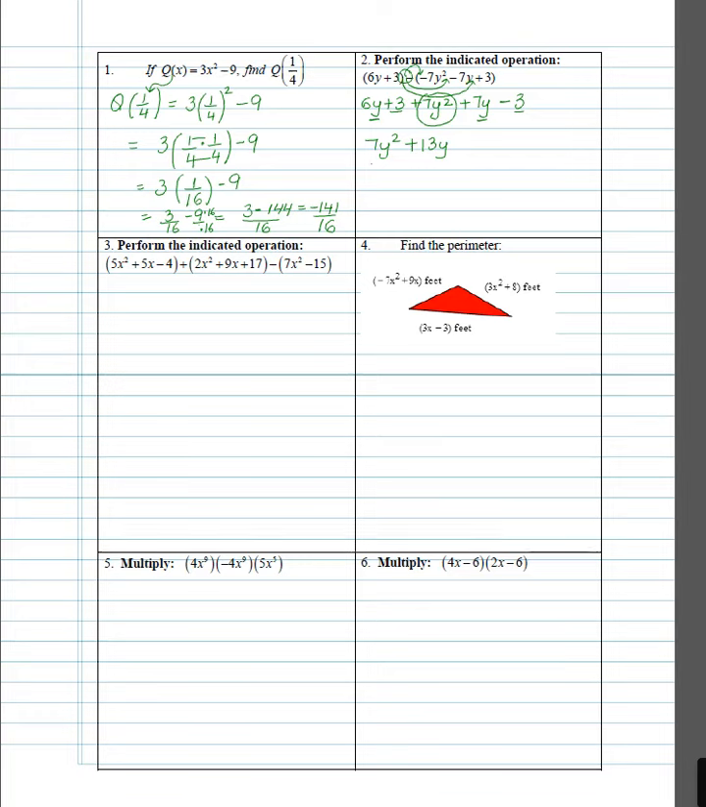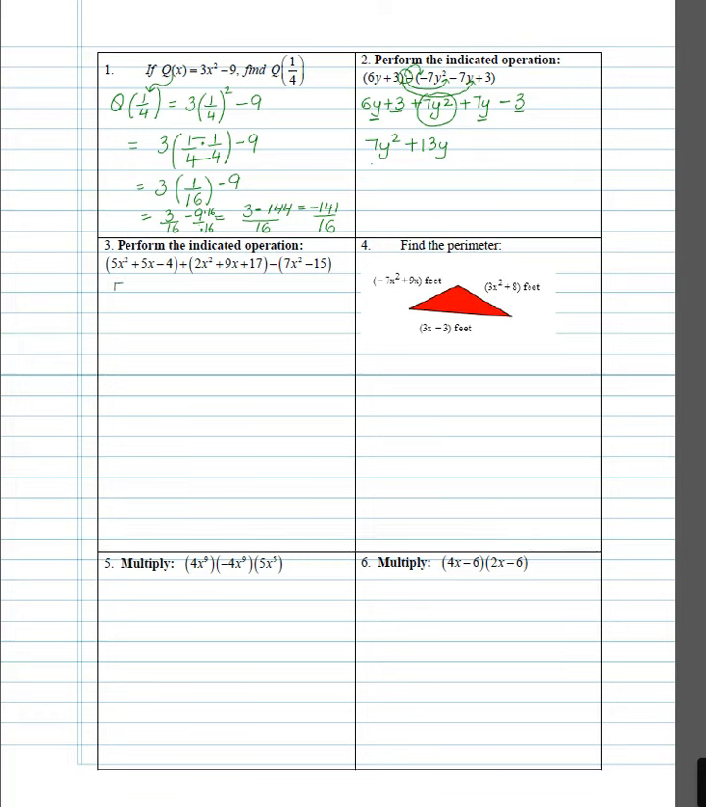Remember, you cannot add 7y squared and 13y because they are unlike terms. They're not like terms. It's like you adding apples and oranges. You can't. So you're going to just leave them like that. That is going to be your final answer. Now the next one, problem 3.